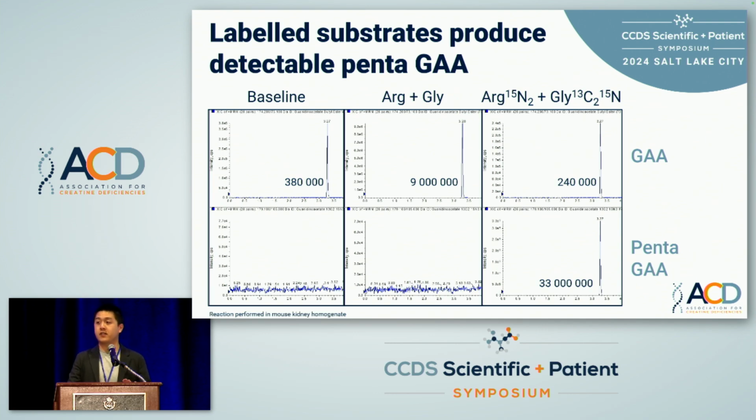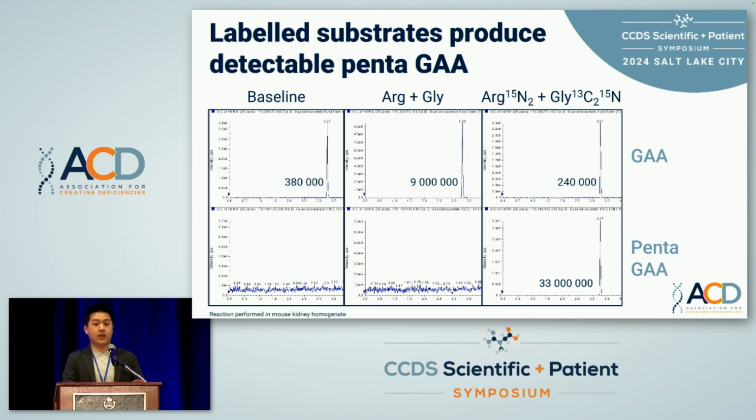So this is just the kidney homogenate in and of itself without any substrates added to it. Even without any substrates, we still have levels of GAA present, showing that the kidney in and of itself does contain detectable levels of GAA. Now when we add labeled substrates, we have a significant increase in the amount of GAA present in the reaction. And when we add labeled arginine and glycine, we still do have GAA present, but the intensity is similar to the baseline levels. Therefore, this shows that the addition of the labeled arginine and glycine does not contribute to the formation of normal GAA.